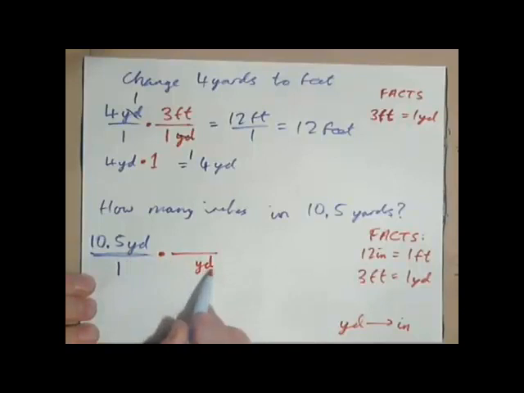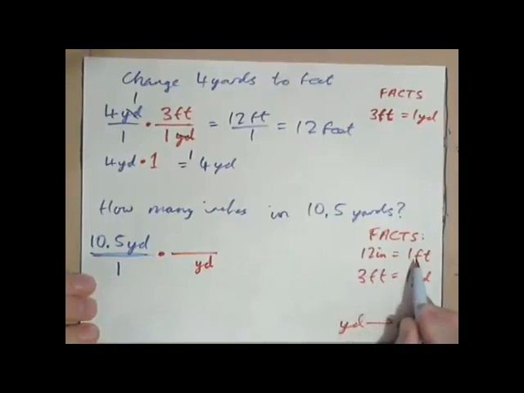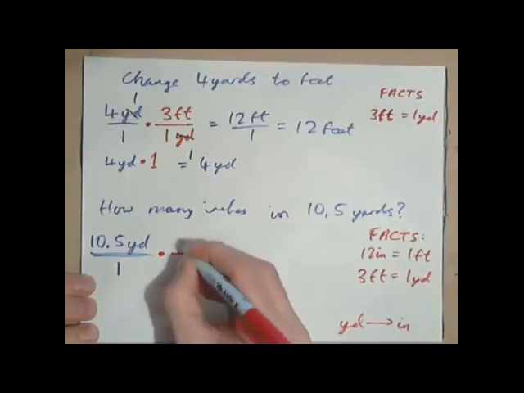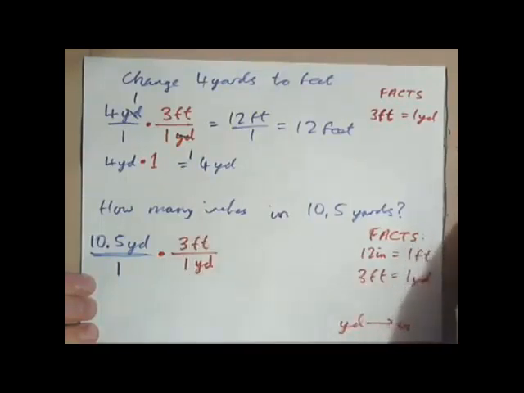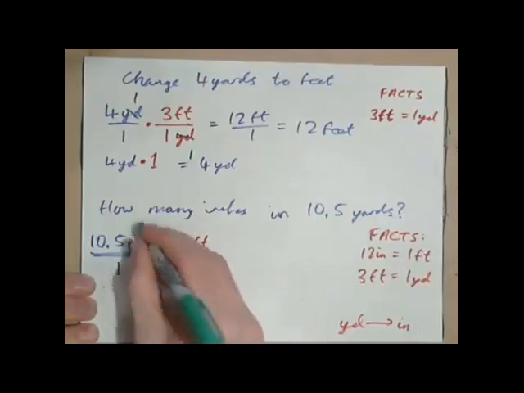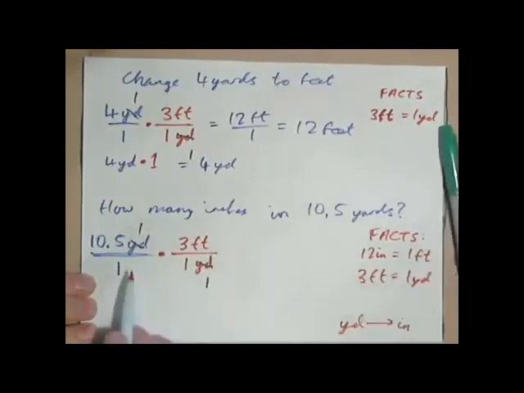So what unit fraction must I multiply by? Look at your list of facts. 12 inches equals 1 foot, 3 feet equals 1 yard. Let's use this one. 1 yard is the same as 3 feet. Okay? Now the yards cross-cancel. Now my units are feet. 10.5 times 3 is 31.5 feet.